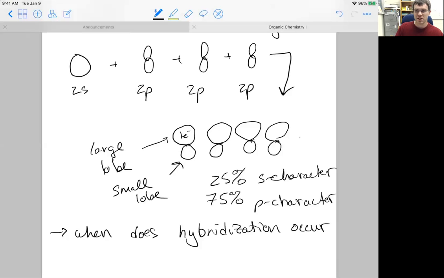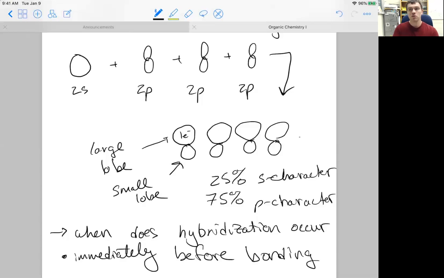But when does hybridization occur? This is one of these quantum phenomena. Hybridization, that is going from atomic orbitals to hybrid orbitals at the valence electron level, happens immediately before bonding. That's it. So as soon as there are things that can bond to our atom of choice, it will then do hybridization very quickly.